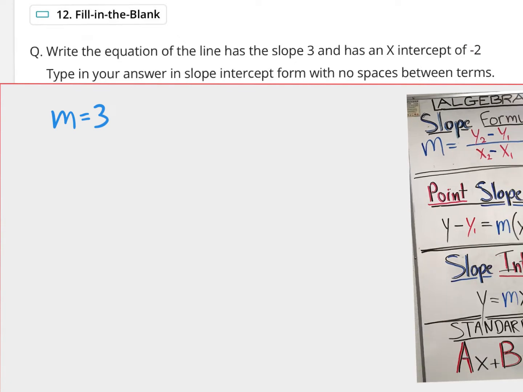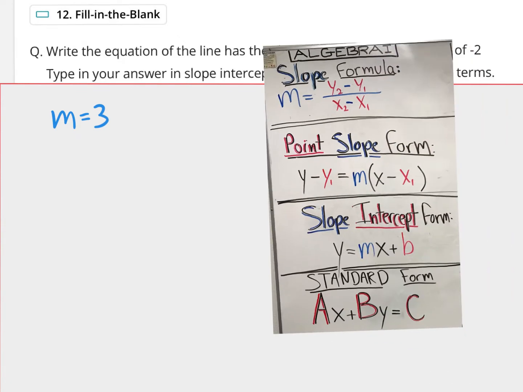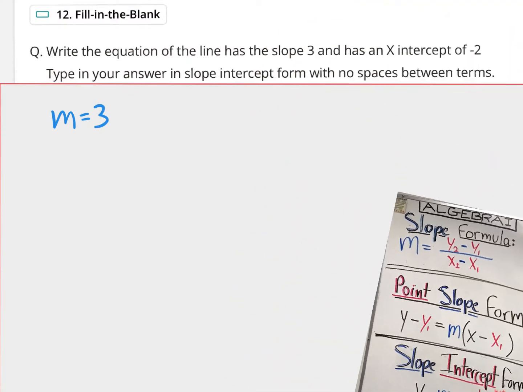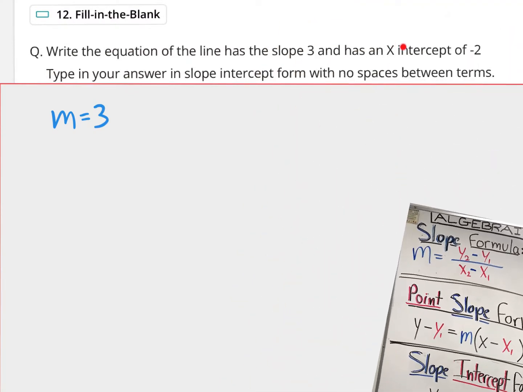Now most of us might make the mistake of thinking that they gave us the slope and they gave us the intercept, so you could write it in slope-intercept form. Wrong, false. We need to remember that the b value is the y-intercept, not the x-intercept. So they are not giving you a y-intercept. They're not giving you a b value. They're giving you an x-intercept.